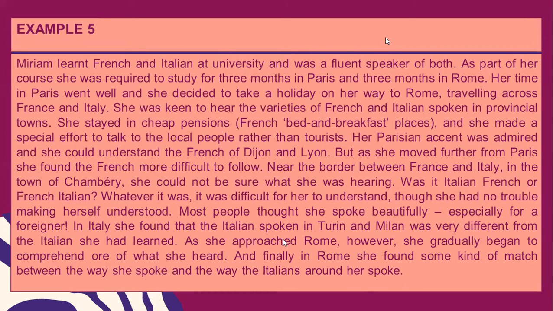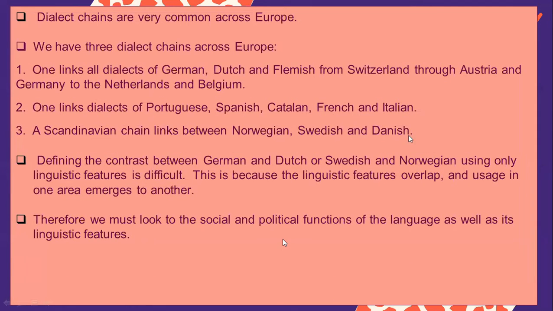Okay. So dialect chains are very common across the whole of Europe. One chain links all dialects of German, Dutch, and Flemish from Switzerland through Austria and Germany to the Netherlands and Belgium. One links dialects of Portuguese. A Scandinavian chain links Norwegian, Swedish, and Danish. So those are European countries, but they have this one language or dialect that can link all those countries in Europe.